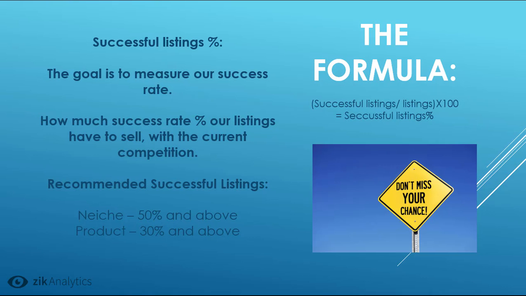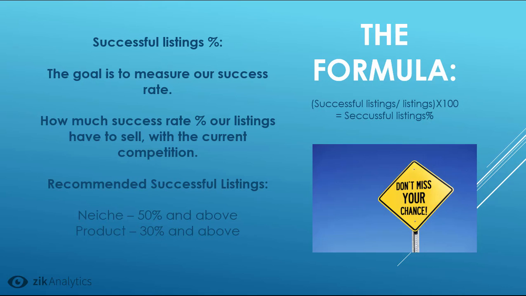The next thing we have here is successful listings. The formula of successful listings is the listings that were actually sold, divided by all of the listings, multiplied by 100. That makes the successful listing percentage. For example, if you have 100 listings and 30 of them were actually sold, you divide 30 by 100 and multiply by 100, and the result is 30%.